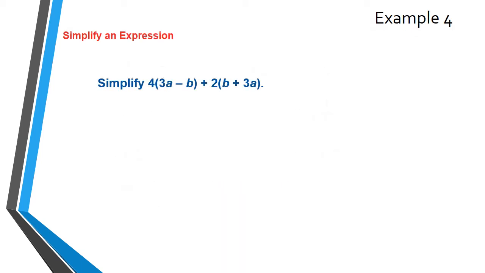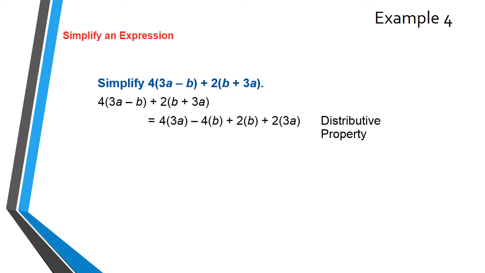Here's another expression. Who can tell me what skill we'll have to use here? Very good. We'll have to use the distributive property. So I start by distributing the 4 to the 3a and the negative b. And then I distribute the 2 to the b and the 3a. Well, distributive property means to multiply. So remember, we'll multiply all these terms to simplify them. So I'm left with 12a minus 4b plus 2b plus 6a.